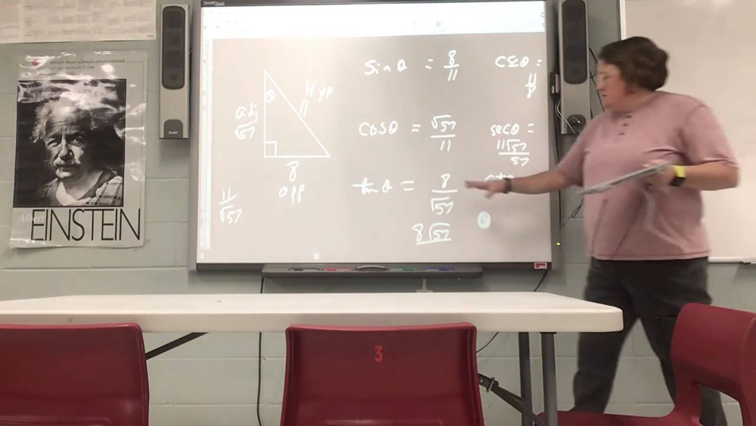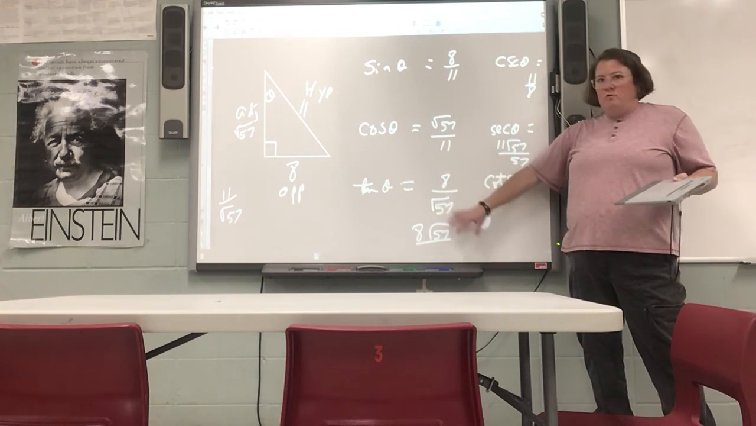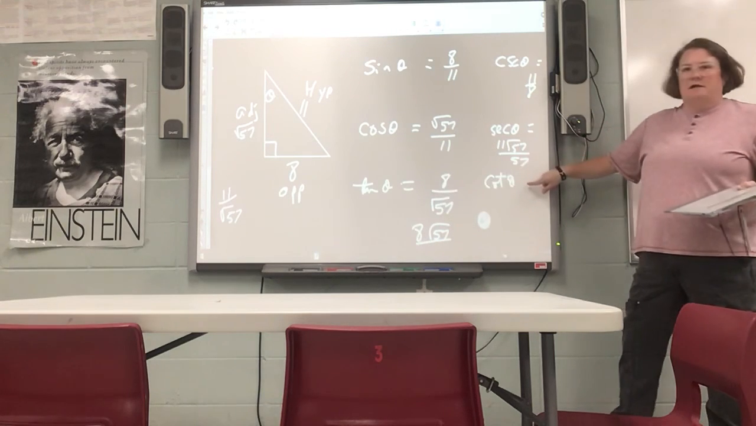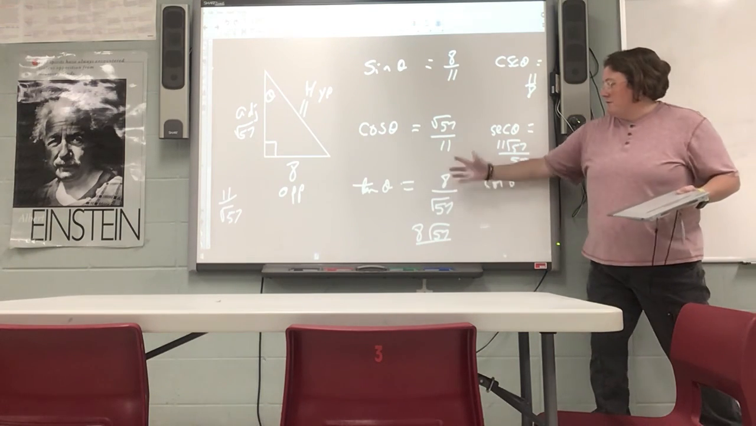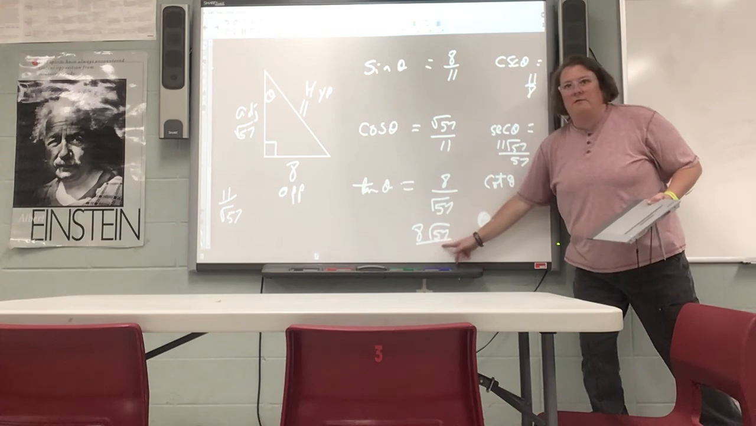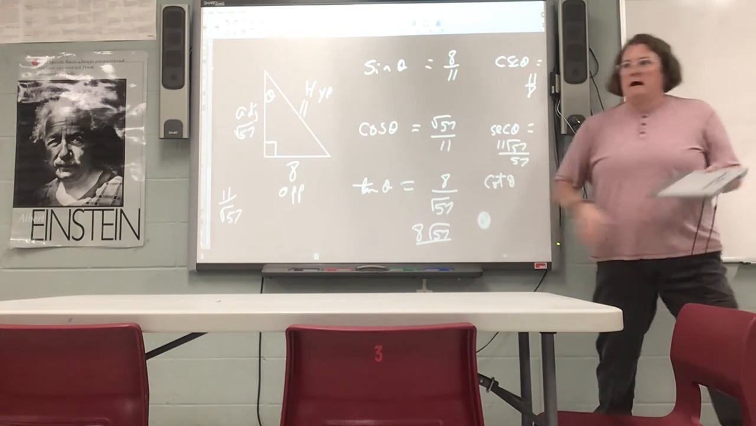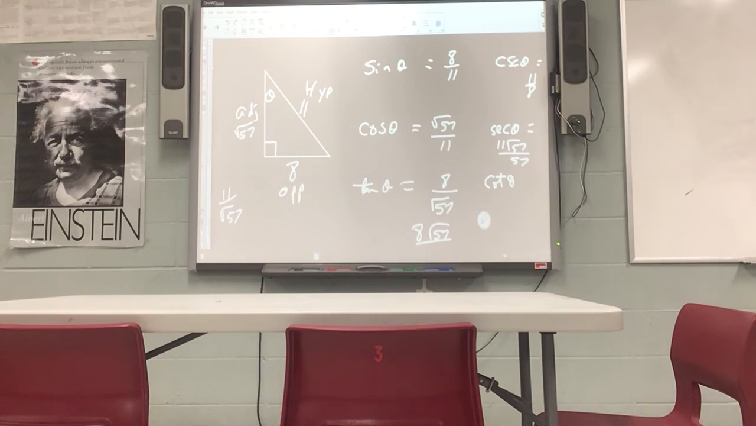Now, when Christian did the tangent for me a minute ago, I didn't want to erase this one because this helps me get the cotangent. It's a lot easier to flip this than it is to flip that one down there. So we flip that, the radical's on top, it's okay, right? So the cotangent will be the square root of 57 over 8. And those are your 6 answers, and that's it.